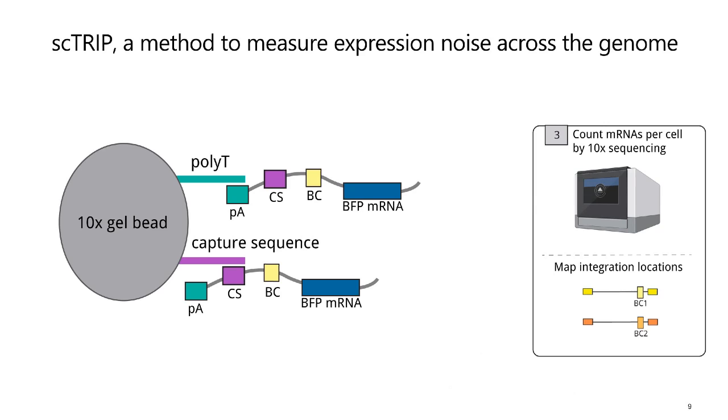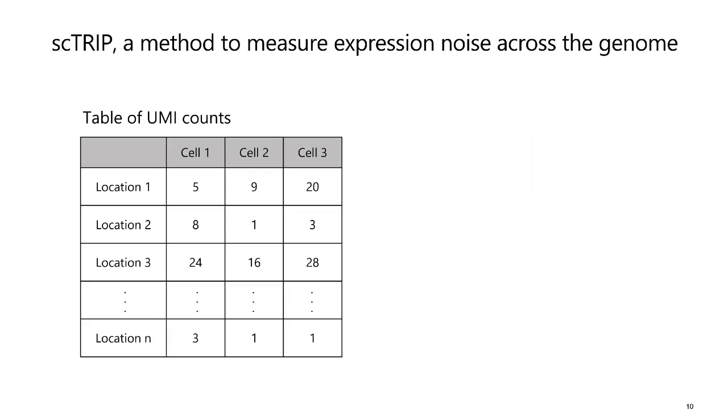Now we can design primers to specifically amplify our reporter gene from the 10x pool. So when we sequence, we're only sequencing the barcodes from our reporter genes, and we're not sequencing the entire transcriptome. That saves us a bunch of sequencing costs. When all this is said and done, what we get is this table of UMI counts, where each column is a different cell, each row is a different location or a different barcode, and we can count the number of UMIs to tell us the number of mRNAs, basically like regular single-cell RNA-seq.